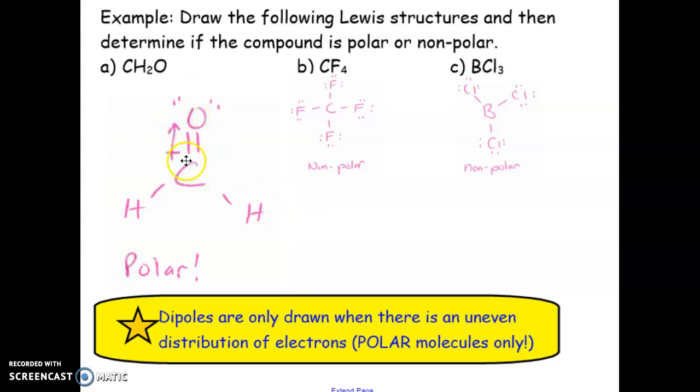So notice the dipole is drawn in. That's what this star is. The dipole is only drawn when there is an uneven distribution, so when you have a polar molecule. So let's recap why this is polar. There's no lone pairs on the carbon, and the element does not have the same types bonded to it. We have oxygen and hydrogen, and one of those bonds is making a polar covalent bond. So that makes the molecule a polar molecule.